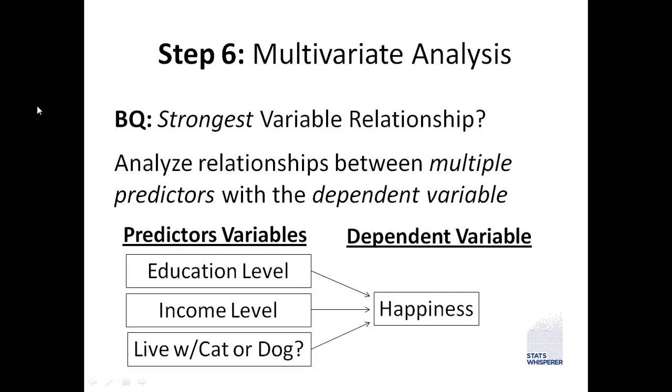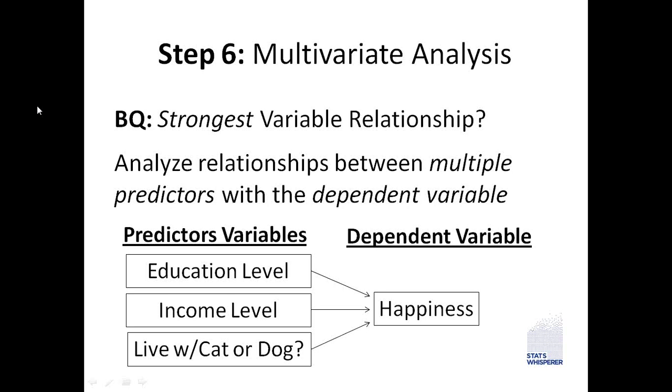So for the multivariate analysis, the big question is, what's the strongest variable relationship? The bivariate might have said, on a one-on-one basis, education is significantly related to happiness. Income level, one-on-one, is significantly related to happiness. Living with a dog or a cat, one-on-one, is significantly related to happiness. But when we get to step 6 and put them all in a regression model, often one will be significantly related to happiness, say living with a dog or a cat, but all of a sudden the other two are no longer significantly related.